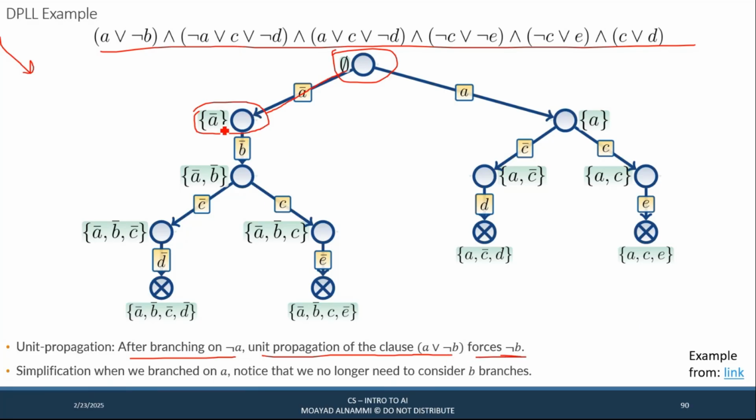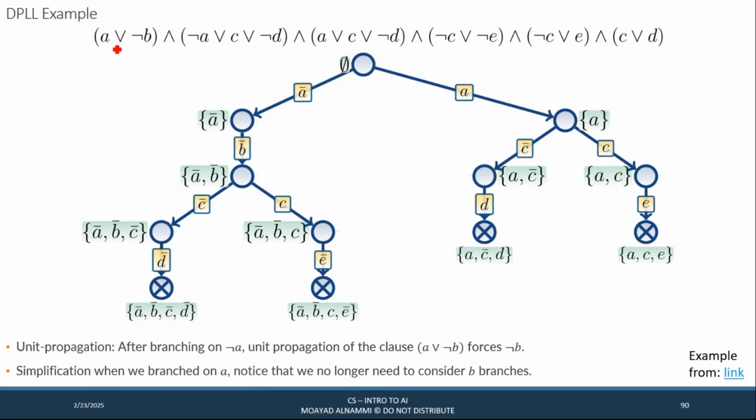So when we go down and we set A equals false, what happens to this formula? This formula now becomes simplified to the following. False or not B just evaluates to not B. This evaluates to true. And this will evaluate to C or not D. This evaluates to not C or not E, and this stays the same, right? So it's only this that becomes not B. This evaluates to true, so it gets removed. This evaluates to C or not D, and the remaining ones stay the same, right?